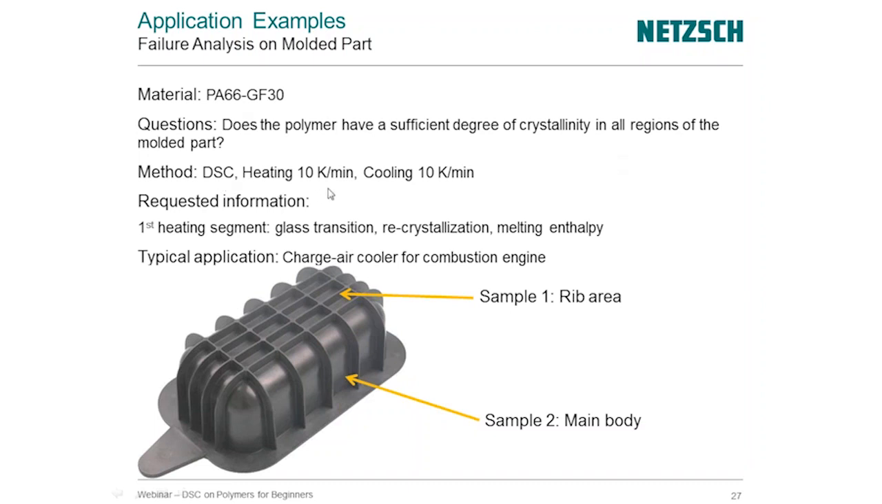We're going to heat at 10 degrees per minute. We're going to cool down at 10 degrees a minute. But this time, we're going to be looking at the first heating segment. If you remember, I said the first heating gives us the entire thermomechanical history of the sample. Okay? So that's what we want to see here because we're going through this forming process. And we're going to take 2 samples and look at the one from an area of this rib, and then take a piece out of this main body and compare the two.